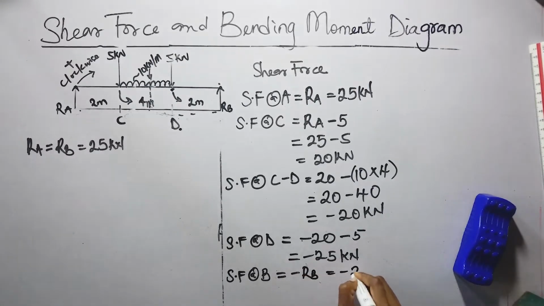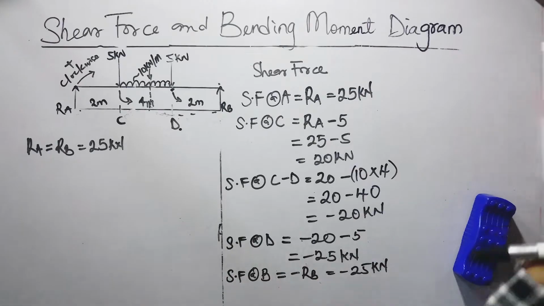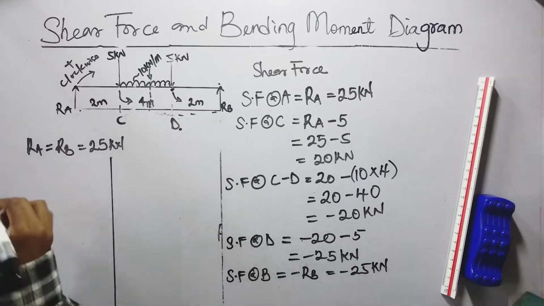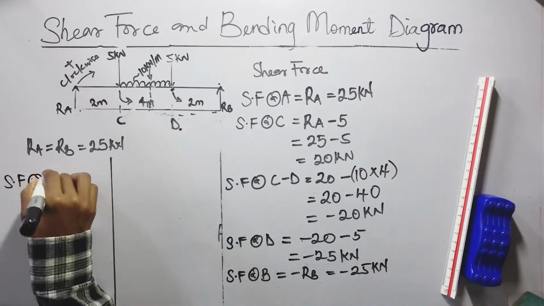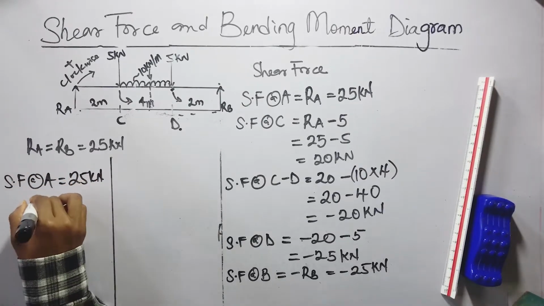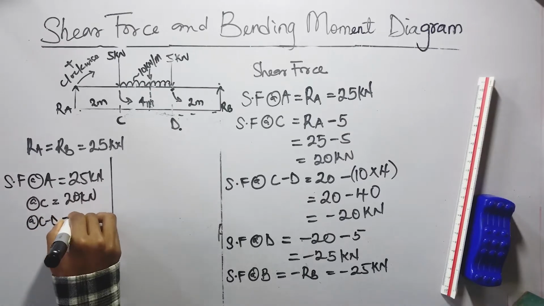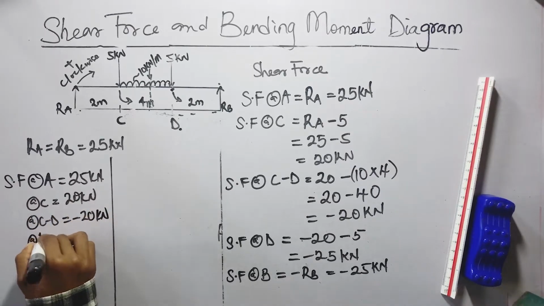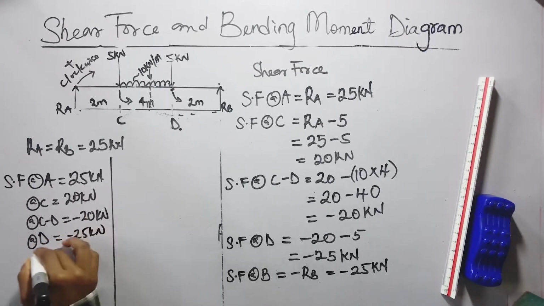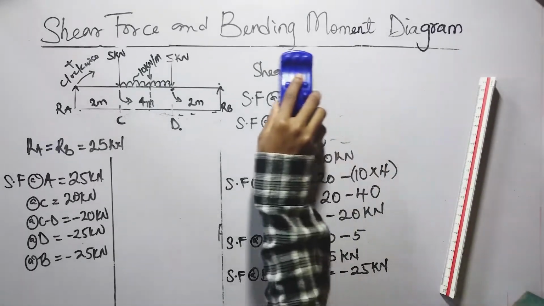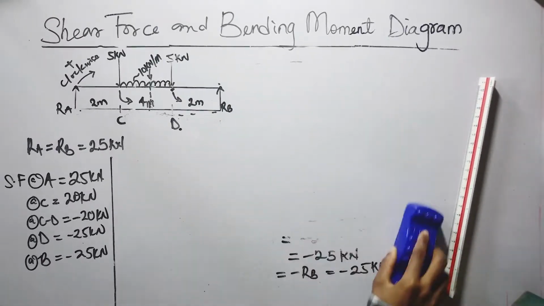Now, these are the values we've obtained for shear force, and we're going to move next to bending moment. But I'll just write it down here so I can wipe this off, so we'd have enough space to calculate for bending moment. So C to D is equal to minus 20 kilonewton. At D is equal to minus 25, and at B remains the same, which is equal to minus 25 kilonewton. Wiping this off now. So we're moving forward to bending moment.